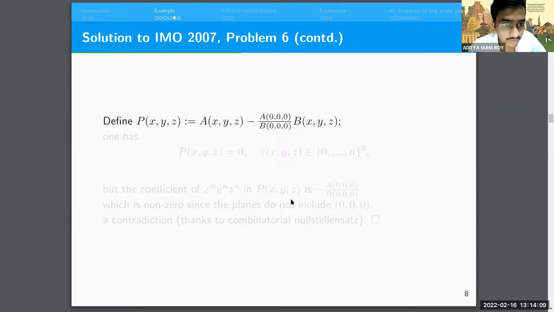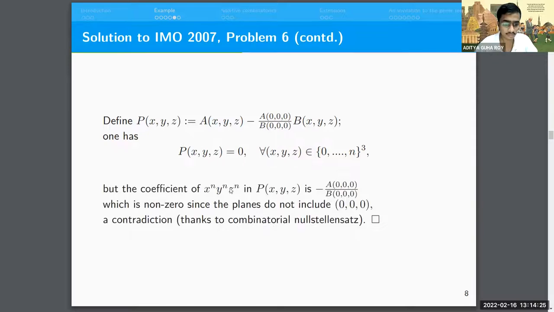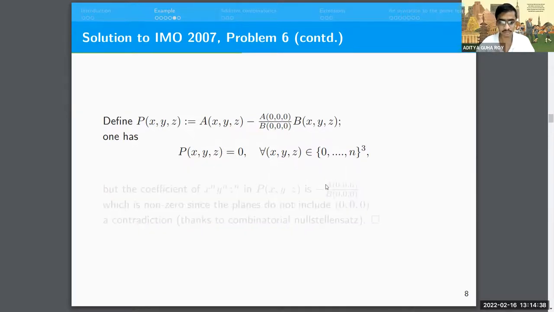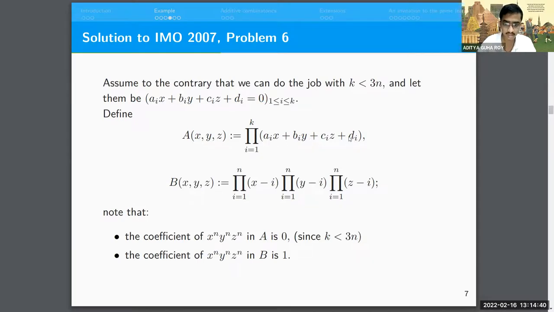All right. So now let's define another polynomial P(x,y,z) to be A(x,y,z) minus A(0,0,0) over B(0,0,0) times B(x,y,z). We see that P(x,y,z) is equal to 0 for all (x,y,z) belonging to this set. But the coefficient of x^n y^n z^n in P is minus A(0,0,0) over B(0,0,0), which is non-zero since we have assumed that the planes don't include the point (0,0,0). If we go back to the definition of A, we see that A(0,0,0) cannot be zero, because zero doesn't lie on these planes.